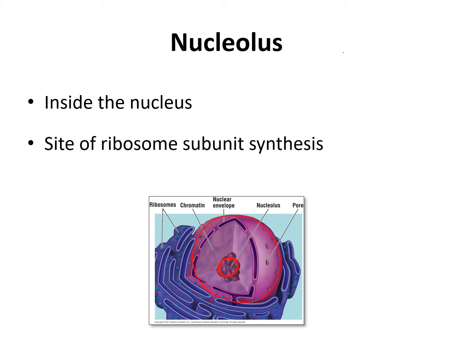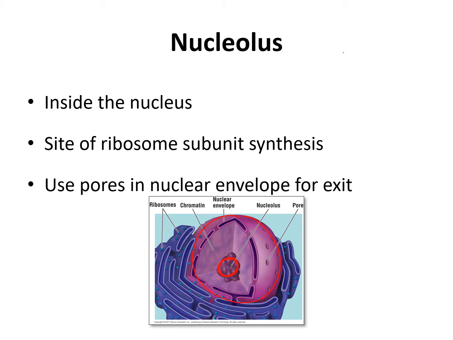The nucleolus is the site of ribosome subunit synthesis. So this is the area in the cell where the different subunits of the ribosomes are produced. And then those subunits will leave the nucleus through the pores. So they will leave the nucleus to go into the cytoplasm using the pores for exit.